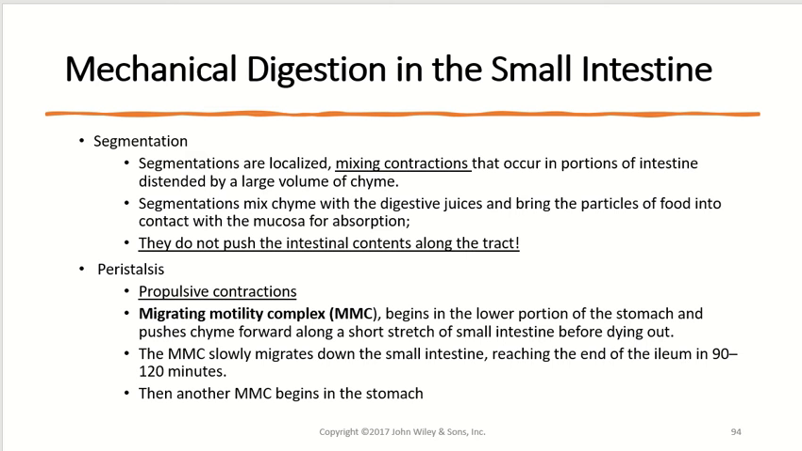Peristalsis is going to be the contractions that propel or move those intestinal contents along the GI tract.